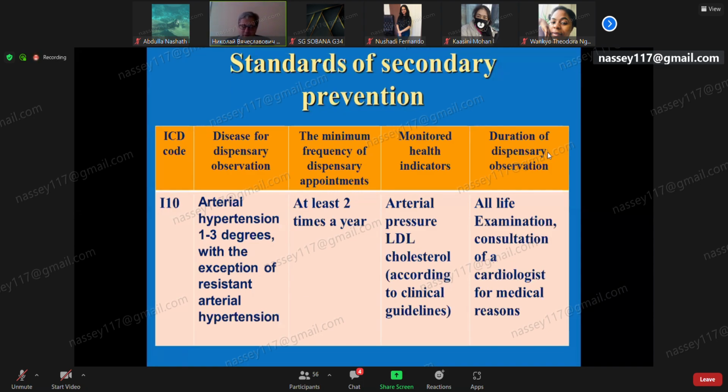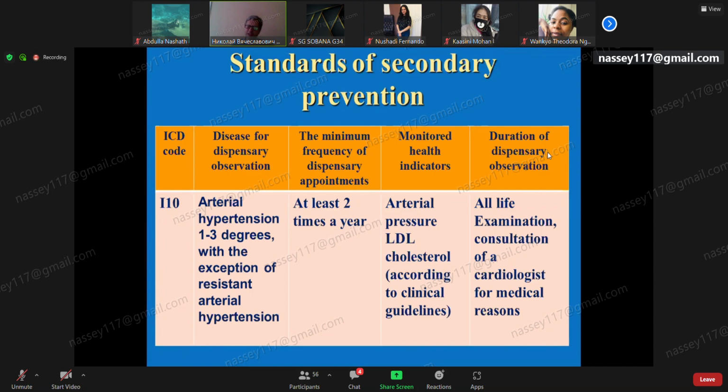For persons with arterial hypertension from first to third degrees, with the exception of resistant arterial hypertension, at least 2 times per year. Also, arterial pressure, of course, we should measure during control visits, and LDL cholesterol level, not more. According to standards, these are minimal, obligatory examinations.